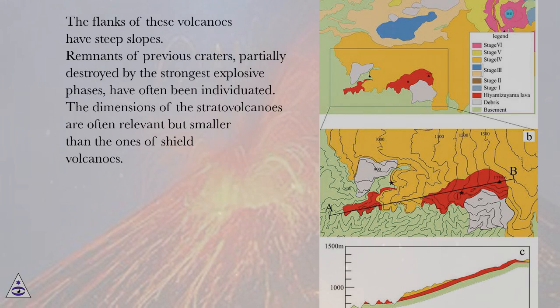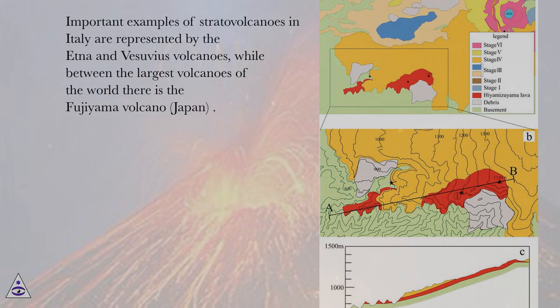The flanks of these volcanoes have steep slopes. Remnants of previous craters, partially destroyed by the strongest explosive phases, have often been individuated. The dimensions of the stratovolcanoes are often relevant but smaller than the ones of shield volcanoes. Important examples of stratovolcanoes in Italy are represented by the Etna and Vesuvius volcanoes, while among the largest volcanoes of the world there is the Fujiyama volcano, Japan.